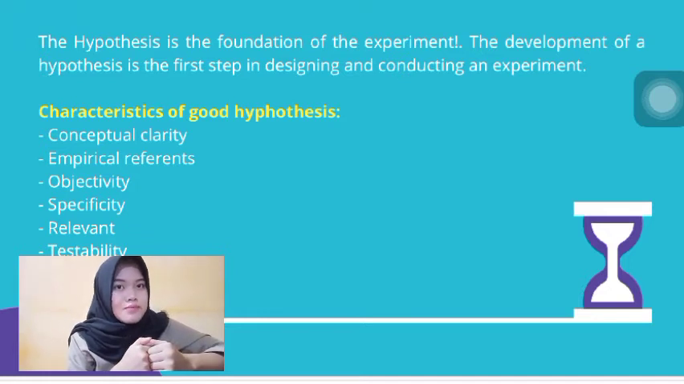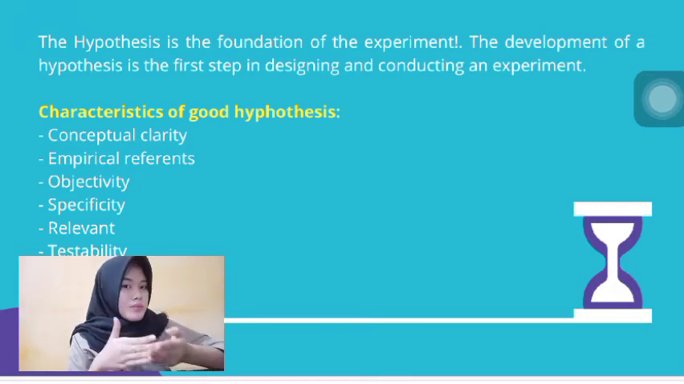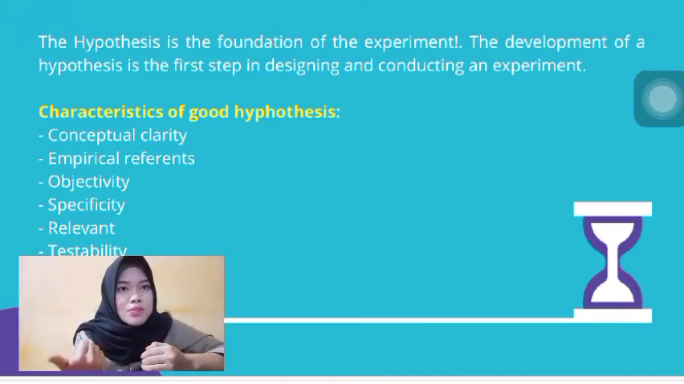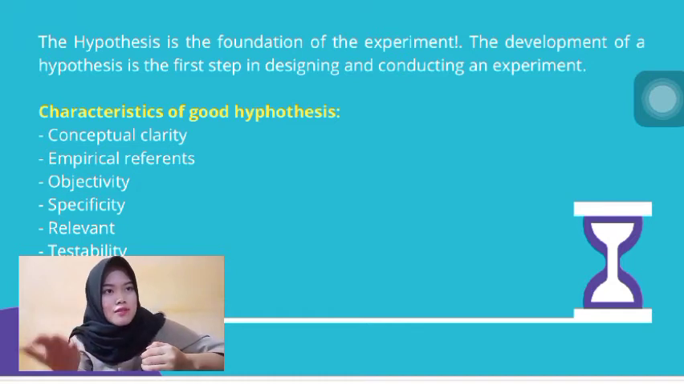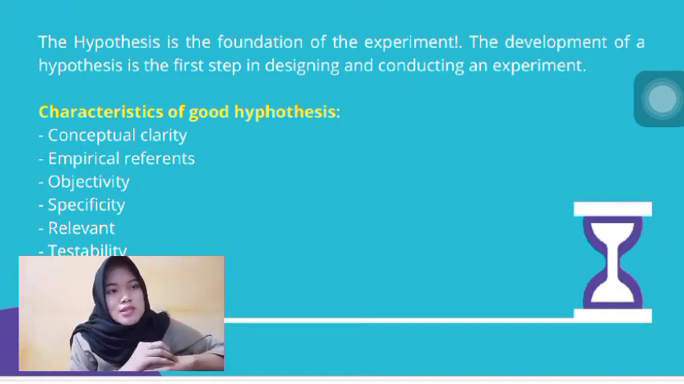The next is specificity. It should be specific, not too general, and should explain the expected relation between variables. The next is the hypothesis must be relevant. The hypothesis should be relevant to the problem being studied as well as the objective of the study. The next is testability. Hypothesis should be testable, should not be a moral judgment.